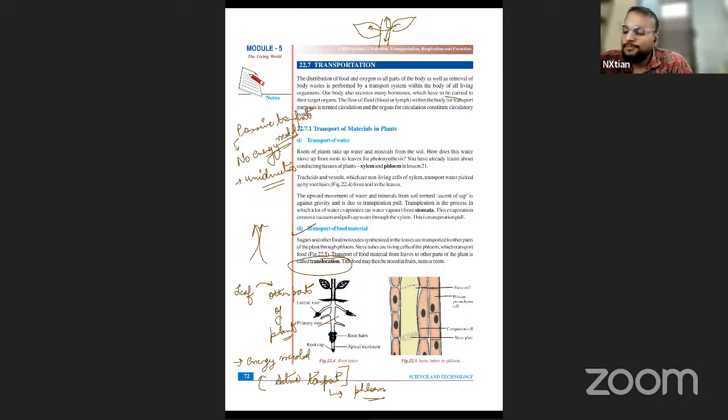It needs energy. Guys, please write these points in your notebook or book, whatever you have, because these are important notes which will help you when you are going through revision.